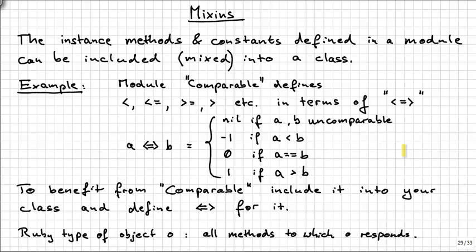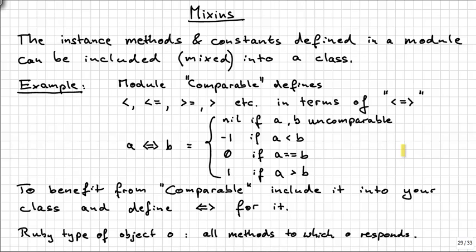Mixins are modules whose methods, instance methods, and constants can be included or mixed into a class definition. And then the methods defined in the module are available inside the class as if they had been defined right there. An example of this is in the standard library.